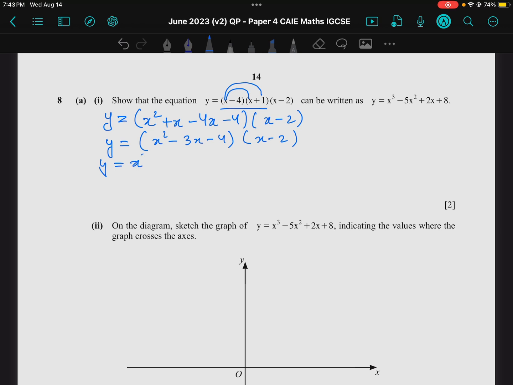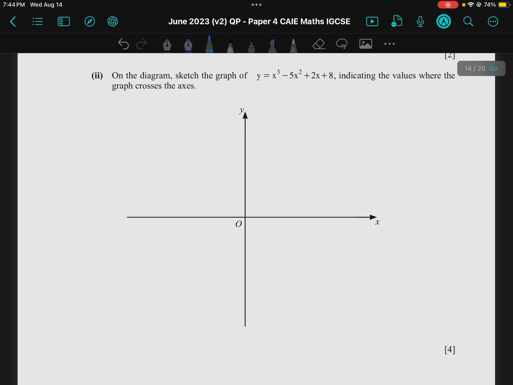So x square into x cube, and x square minus 2 multiplied by minus 2x square, minus 3x multiplied by x minus 3x square, minus 3x into minus 2, that will give me plus 6x, minus 4 into x minus 4x, minus 4 into minus 2 plus 8. So y is equal to x cube minus 2 minus 3 minus 5x square plus 6 minus 4 plus 2x and plus 8. This is the answer that we have to prove.